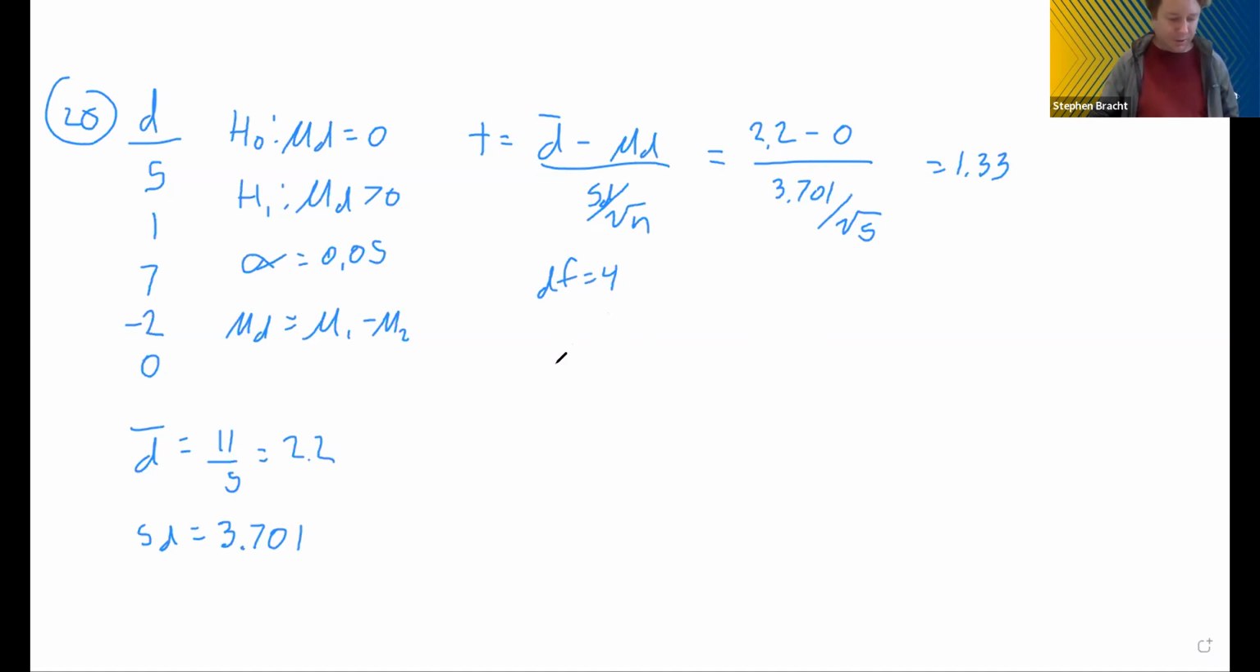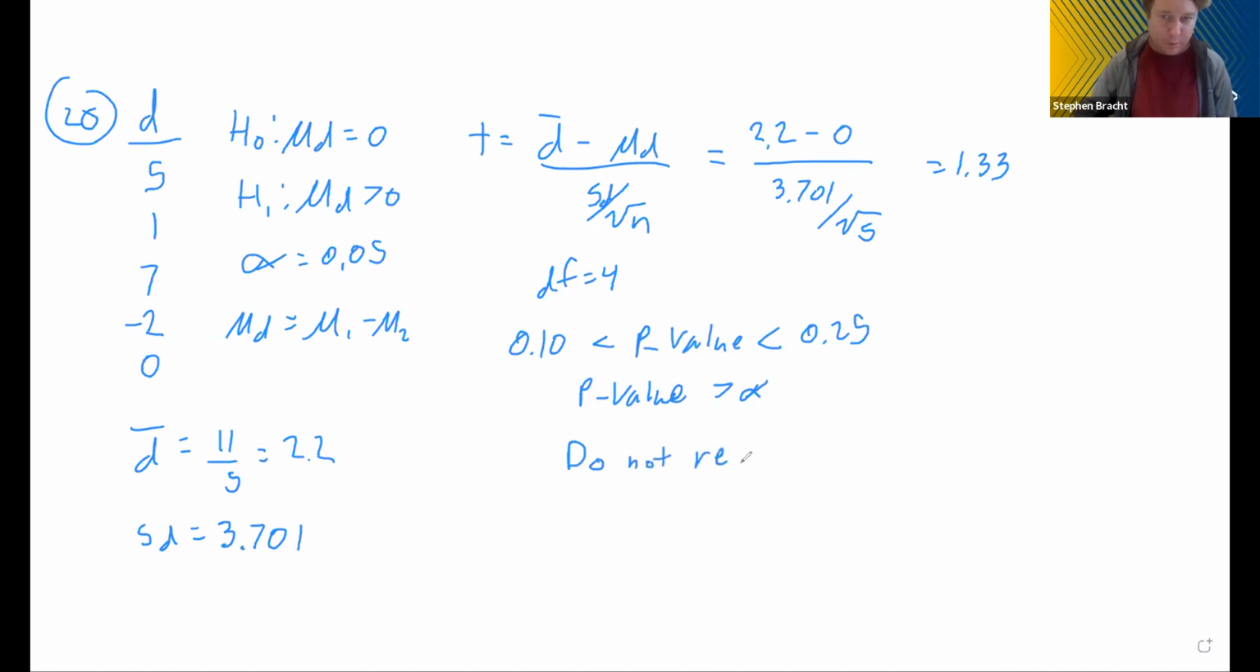I'll go to my t-chart and find 4 degrees of freedom. In that row, I find the 2 values on either side of 1.33. And then I will look at the corresponding area in right tail values, and that will tell me that my p-value falls somewhere between 0.1 and 0.25. And clearly my p-value is greater than alpha, right? Because alpha is given in the problem as 0.05. So do not reject the null hypothesis.